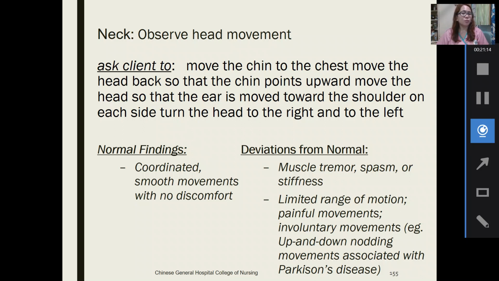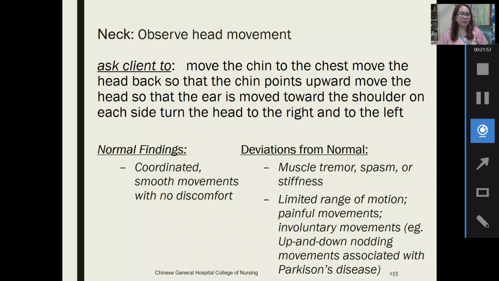Okay, ask the client to move the chin to the chest. Okay, move the head back so that the chin points upward. Move the head so that the ear is moved towards the shoulder on each side, right and left. So you ask the client to move the chin to the chest, head back, and then side. So the movement is coordinated, smooth, with no discomfort.